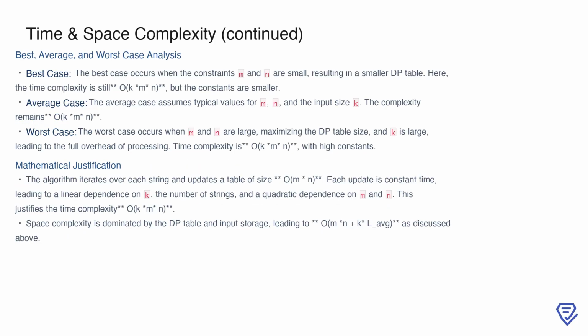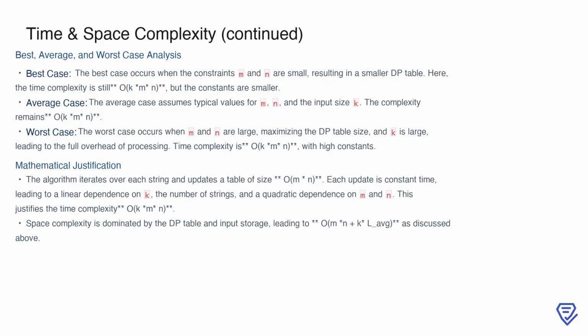When analyzing the algorithm's behavior under different scenarios, we see that the time complexity remains O(k*m*n) regardless of the case, but the constants vary. In the best case, where m and n are small, the DP table is smaller, which reduces the overhead. For the average case, we assume typical values for m, n, and the number of strings k, and the complexity remains O(k*m*n). In the worst case, both m and n are large, requiring the full DP table, and k is also large, leading to maximum processing overhead.